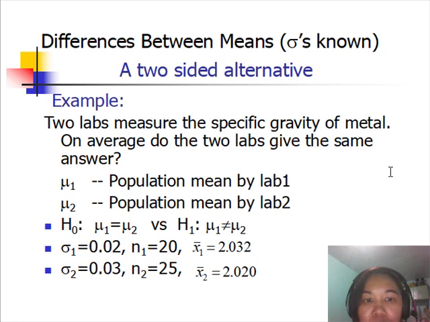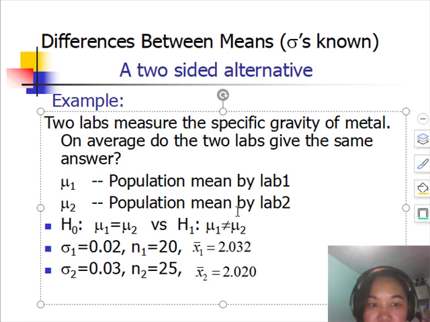Okay, example: two labs measure the specific gravity of metal. On average, do the two labs give the same answer? So mu sub 1 is the population mean by laboratory 1, and mu sub 2 is the population mean by laboratory 2.